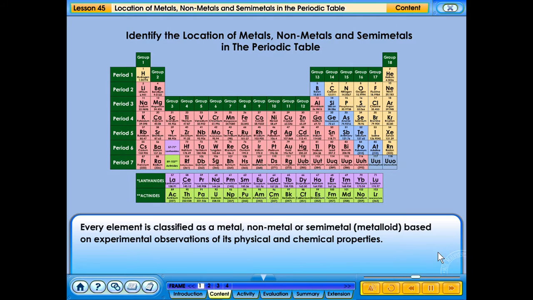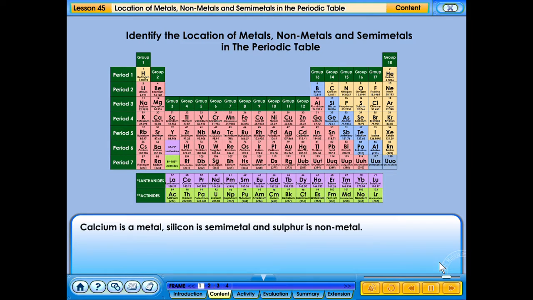Every element is classified as a metal, non-metal, or semi-metal (metalloid) based on experimental observations of its physical and chemical properties. Calcium is a metal, silicon is semi-metal, and sulfur is non-metal.